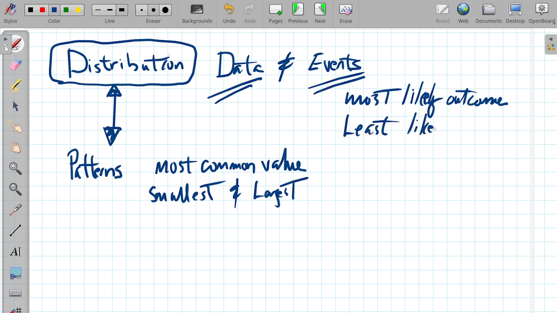Again, this is highly dependent on context, of course. For some games it doesn't make sense to have the least likely, but every game does have a most likely outcome. We technically call that the expected value. Most common in data patterns can be a couple of different words. You could have means, medians, modes, and we're going to talk about all three of those tonight.